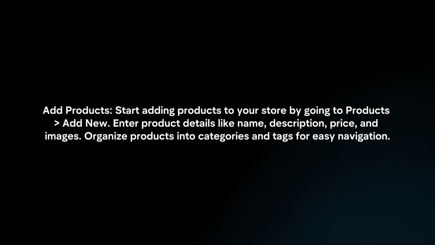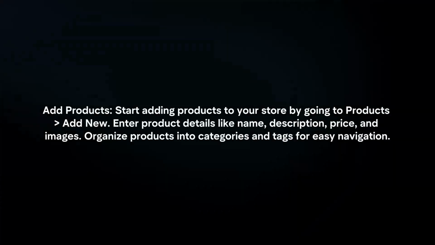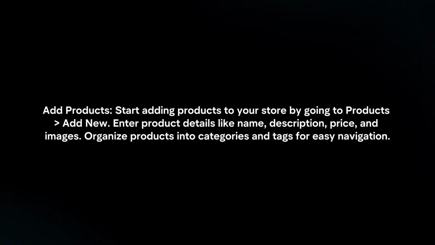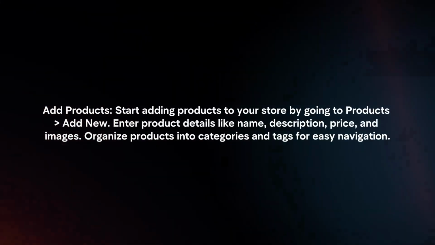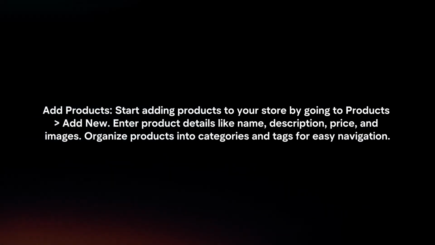Add products. Start adding products to your store by going to Products, Add New. Enter product details like name, description, price, and images. Organize products into categories and tags for easy navigation.